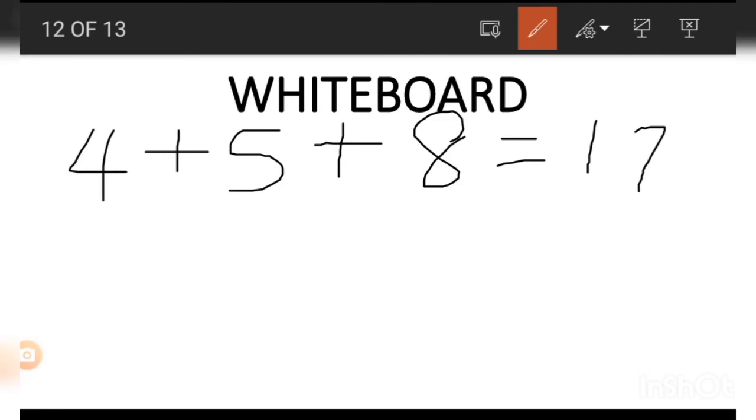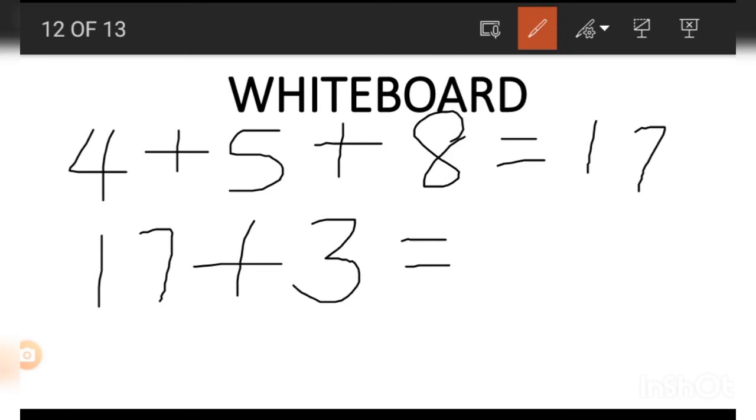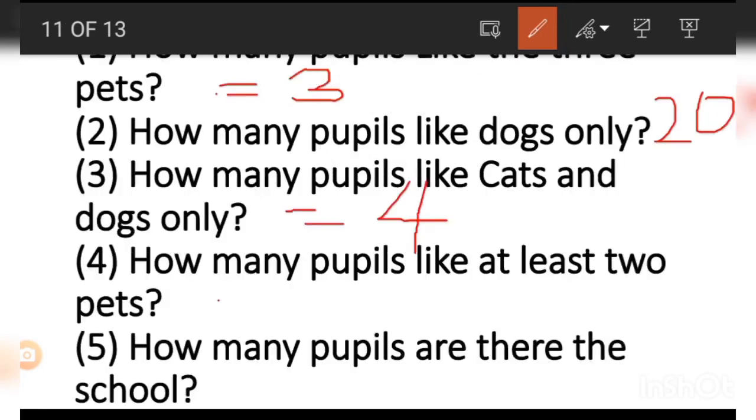But where the 3 circles intersect, which represents 3 pets, we are going to have 3 there. And so when we add the 3 to the 17, what we get is 20. So 20 is the number that represents at least 2 pets. So we write down 20.